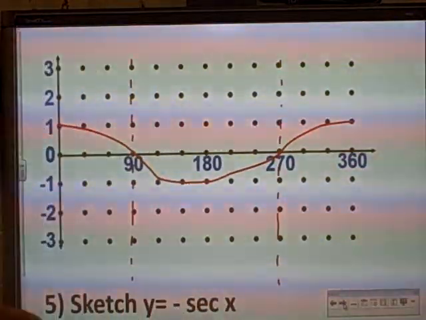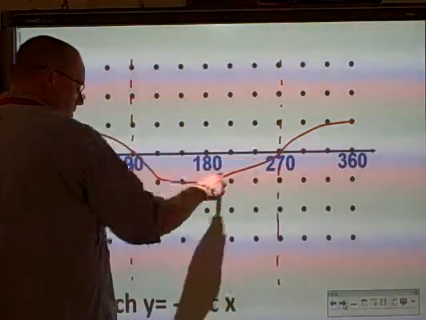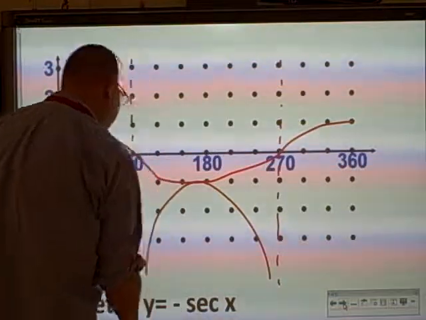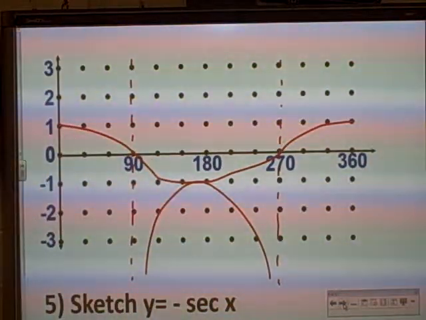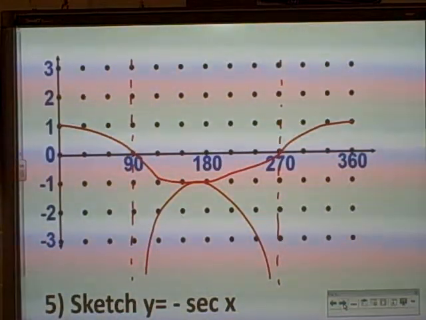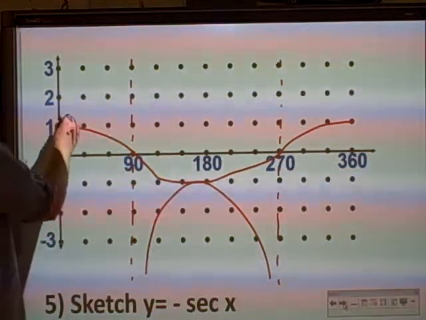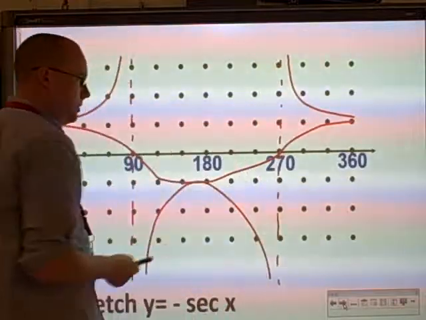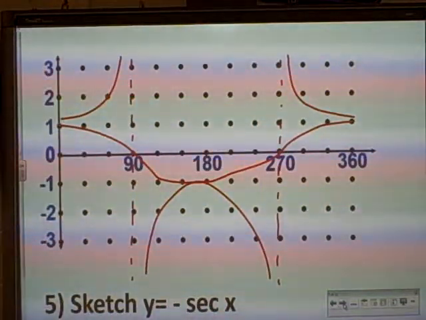And I know that I'm going to flip part of the graph over. So this is my U shape here, not particularly good. So I'm going to flip that over. It's going to look like that. And I'm going to flip this part over, so it looks like this. And same with this one, I'm going to flip this one over as well. So that's my graph of secant.